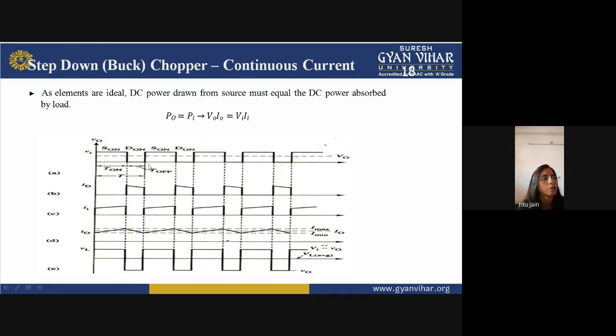Again you can turn on the SCR for this particular time and you can get the waveform like this. So this is your continuous current mode, because the current is not getting to zero in that case, and the output current is between I max and I minimum. Output voltage is less than your input voltage.